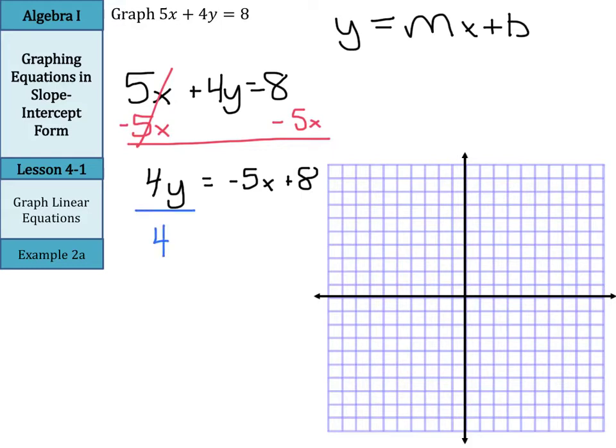And when we divide by 4, everything over here on the right side gets divided by 4. So that cancels, and we're left with y equals a negative 5/4 x plus 8 divided by 4, which is 2. So this equation now in slope-intercept form is y equals negative 5/4 x plus 2. Now you can use that information to graph. Our y-intercept is 2.